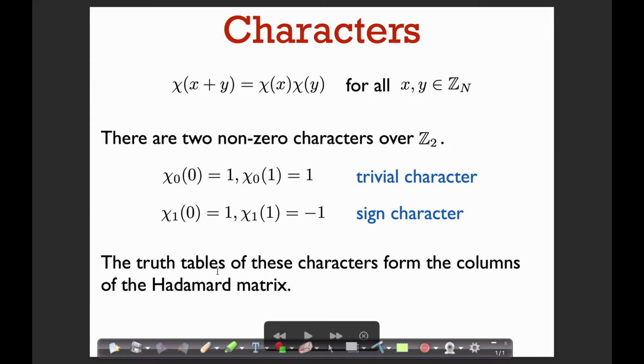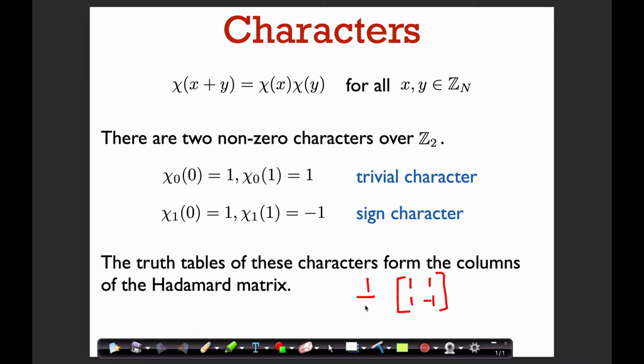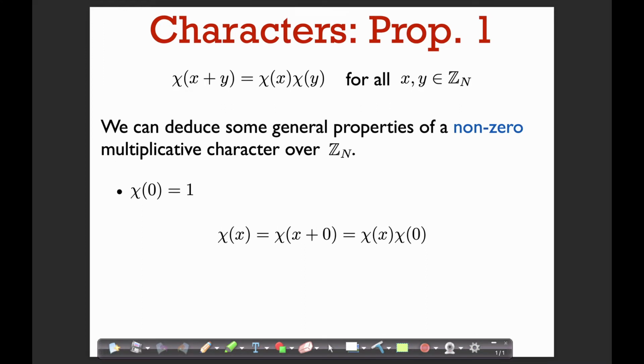Notice that if we think about these as two-dimensional vectors, we associate the trivial character with the vector 1, 1, and the sign character with the vector 1, minus 1. If we make a matrix whose columns are those characters, and appropriately normalize it, then we end up with the Hadamard matrix. That's why the Hadamard matrix is an example of the Fourier transform.